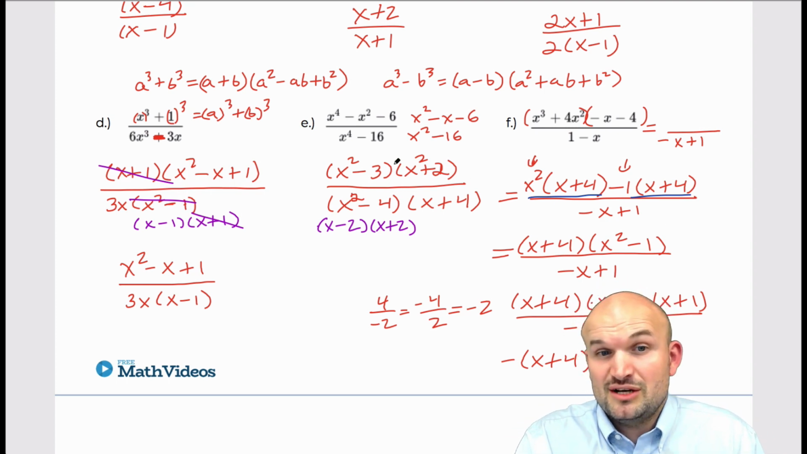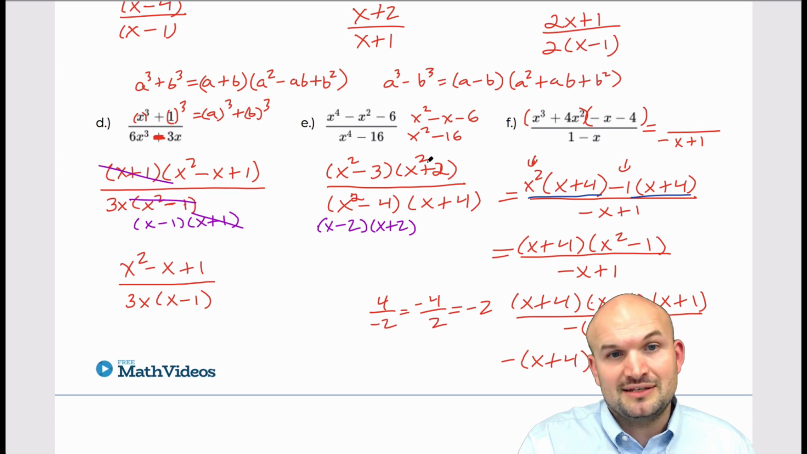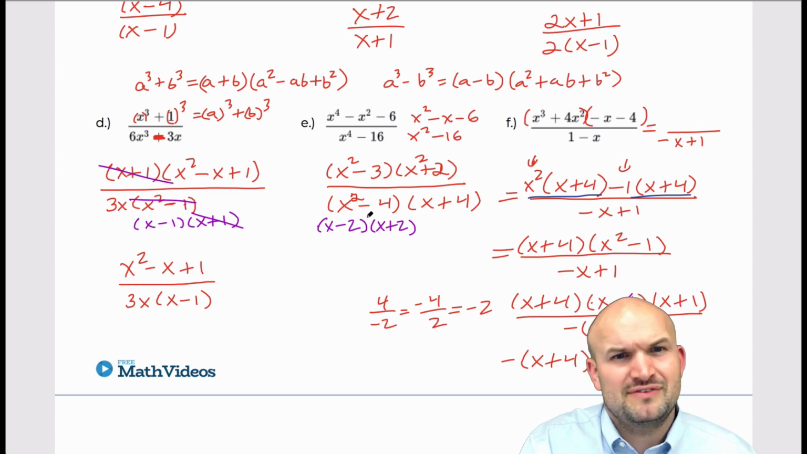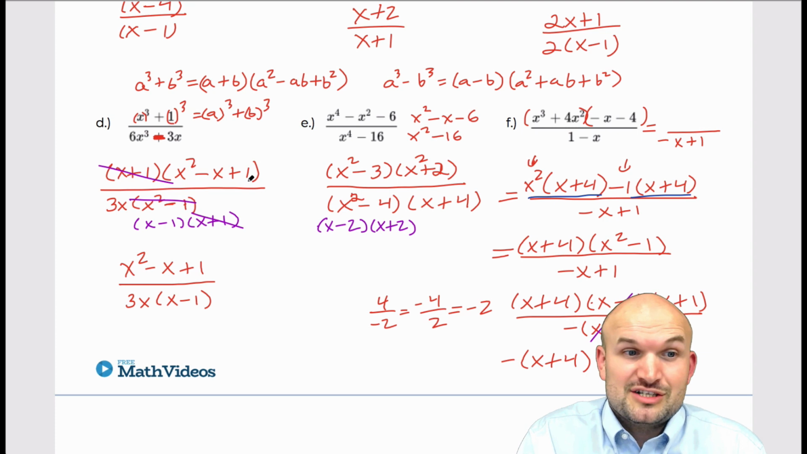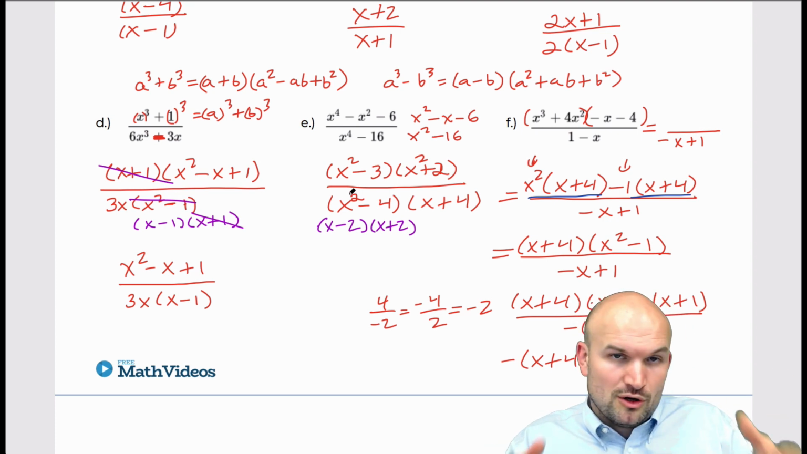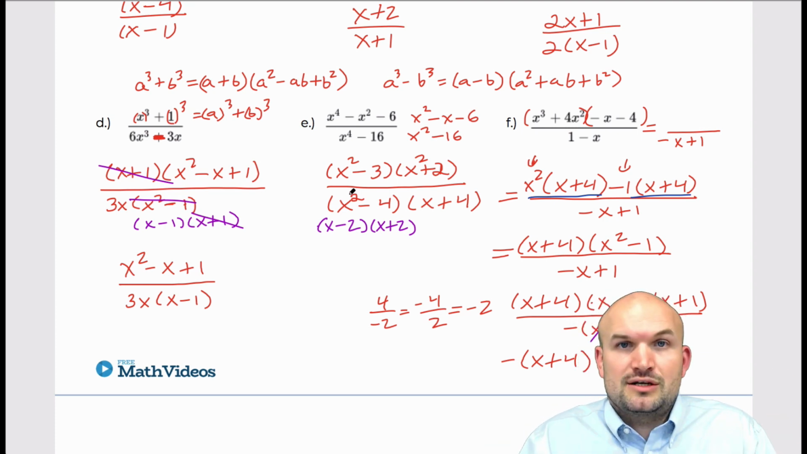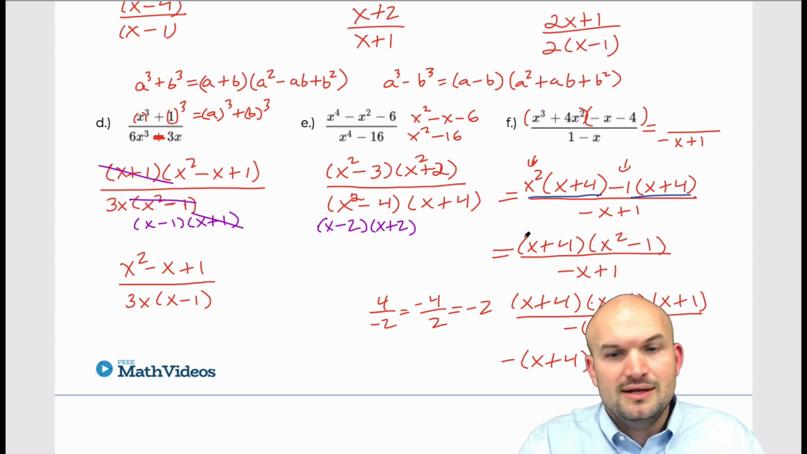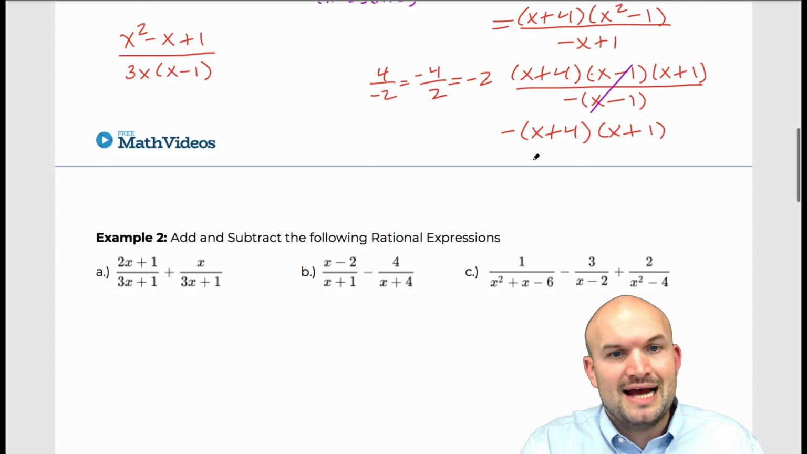Also, be careful, because not everything needs to simplify out. In this case, things don't simplify out. And just remember that the division property only works across multiplication, not across addition and subtraction. So there you go. Now let's go ahead and look into adding and subtracting.